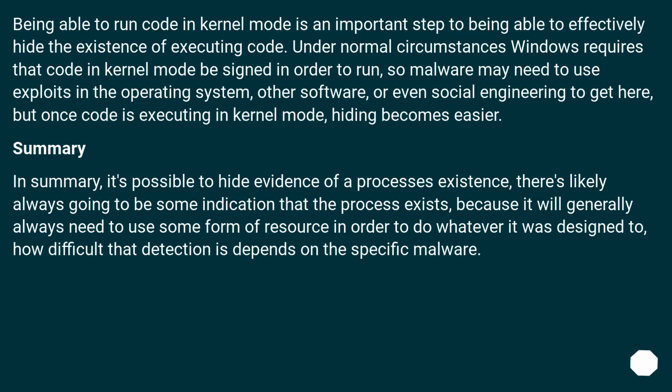Being able to run code in kernel mode is an important step to being able to effectively hide the existence of executing code. Under normal circumstances Windows requires that code in kernel mode be signed in order to run, so malware may need to use exploits in the operating system, other software, or even social engineering to get there, but once code is executing in kernel mode, hiding becomes easier. Summary. In summary, it's possible to hide evidence of a process's existence. There's likely always going to be some indication that the process exists, because it will generally always need to use some form of resource in order to do whatever it was designed to. How difficult that detection is depends on the specific malware.